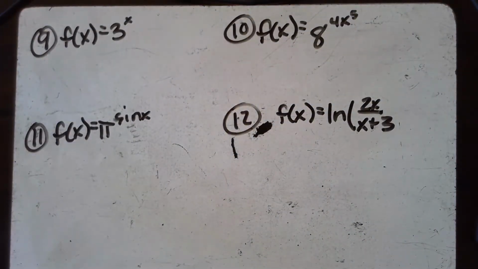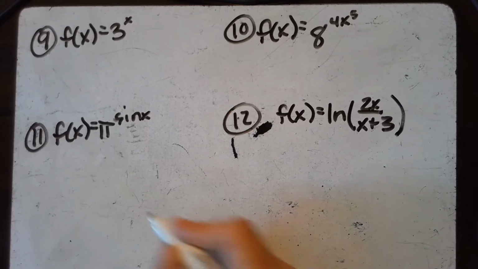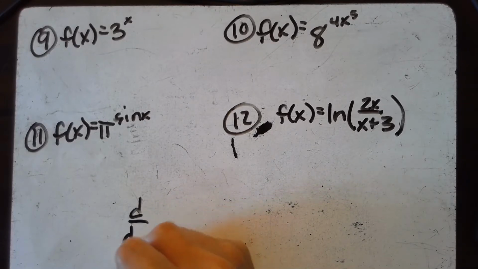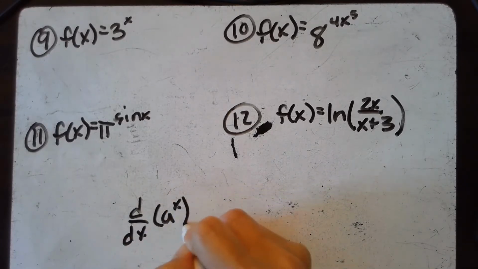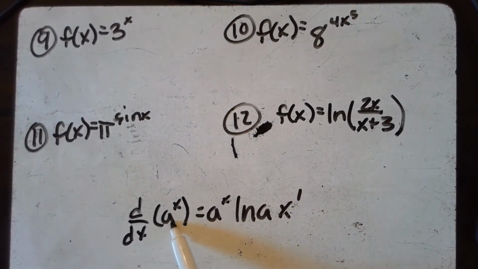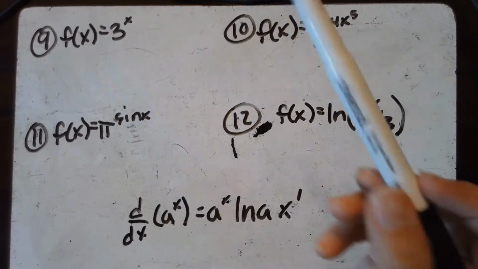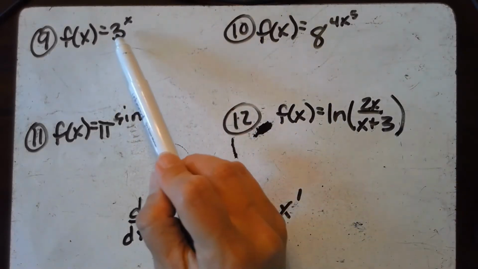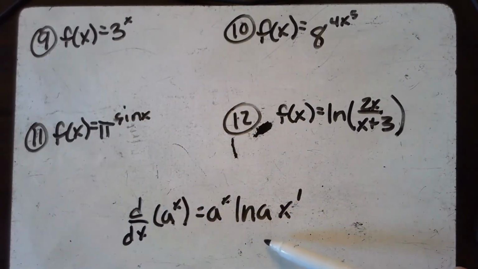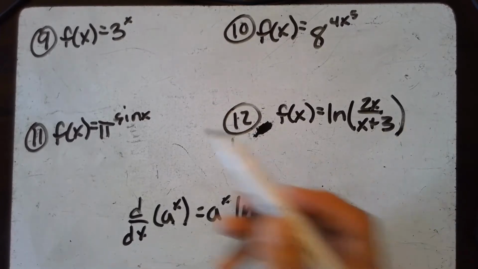Okay, moving right along. Again, if you want to freeze this and do this on your own, feel free to. Now, I'm changing it up a little bit, and this is the one, if you need to think about it, the derivative of a to the x equals a to the x ln of a, and then x prime. Okay, a is a constant. And so all of these in 9 through 11, I have a constant, and even pi is a constant. So we're going to use this formula right here. This is something different.